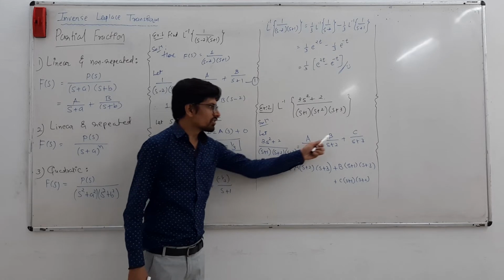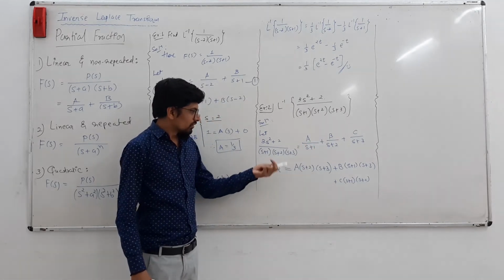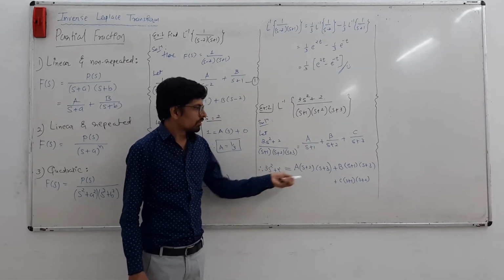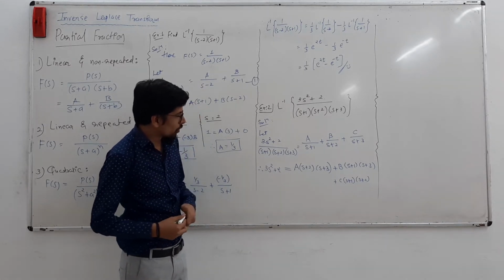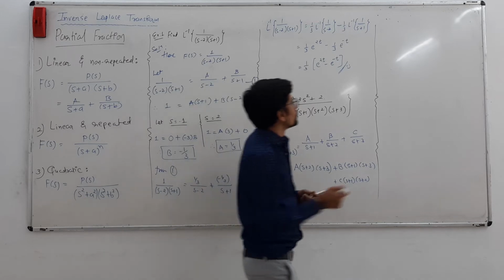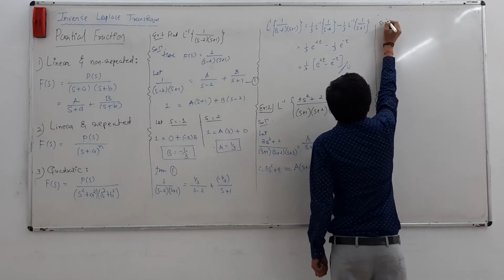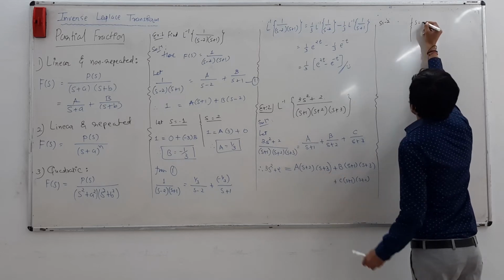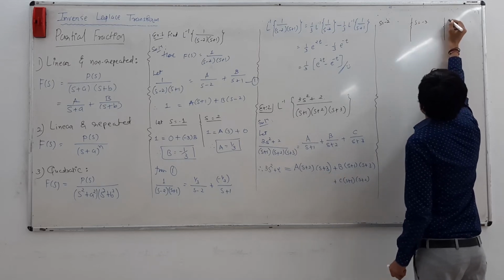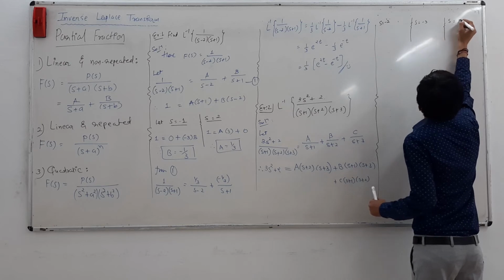Again, we are interested in these three constants. How can we find them? Just take different values of s and simplify it. So I will start with, let us take, s equal to minus 2. Next I will take s equal to minus 3, and next I will take s equal to minus 1.